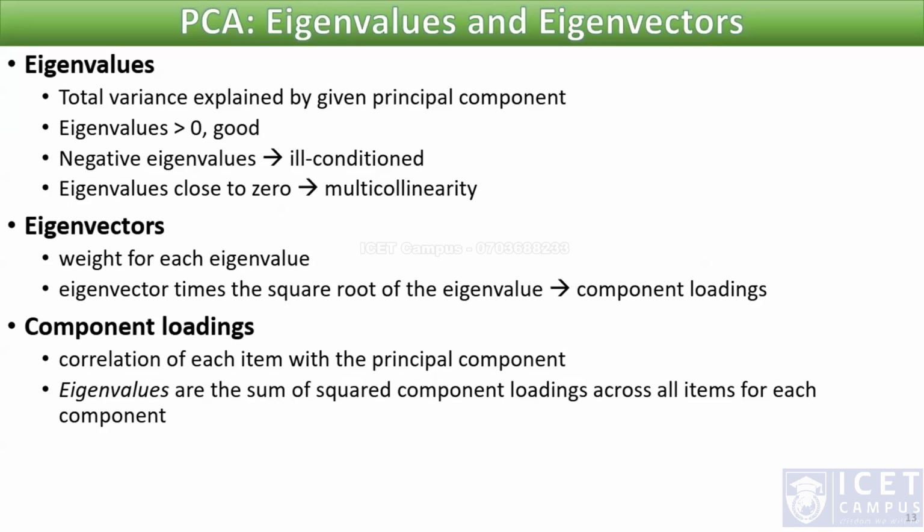So based on the eigenvalues, you are going to divide this for the questionnaire development, so we can use this eigenvalue section. Eigenvectors are the component loadings, the correlation of each item with the principal component. Eigenvalues are the sum of squared component loadings across all items for each component.